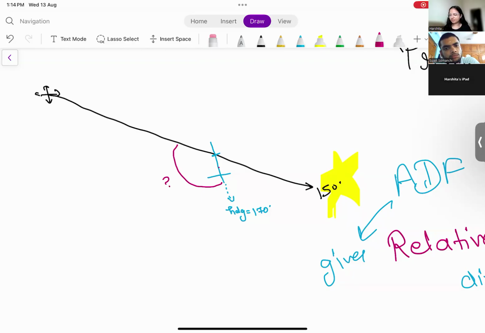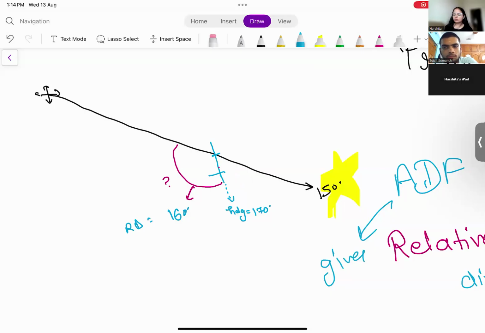Just now you told me this as a whole is 180 degrees. If you find this angle, you'll be able to find this. 20, yes. So this will be 180 minus 20, that is 160. Good. So this will be your relative bearing. Your relative bearing in this case is 160 degrees.